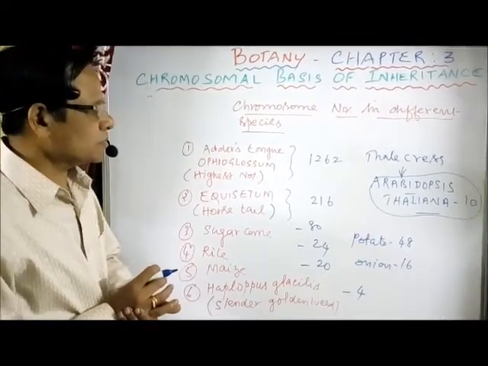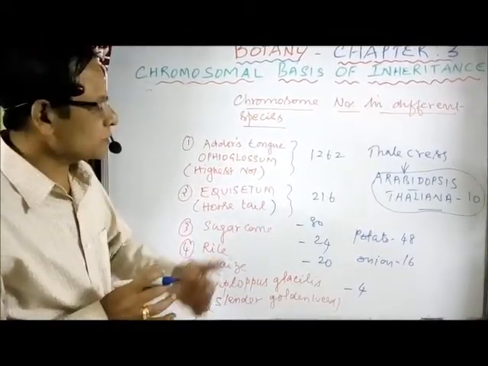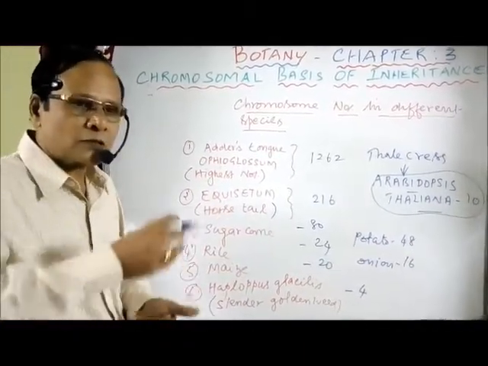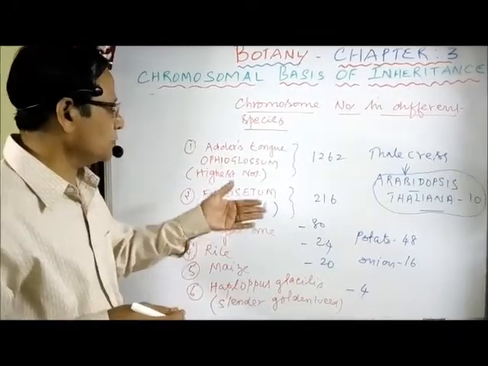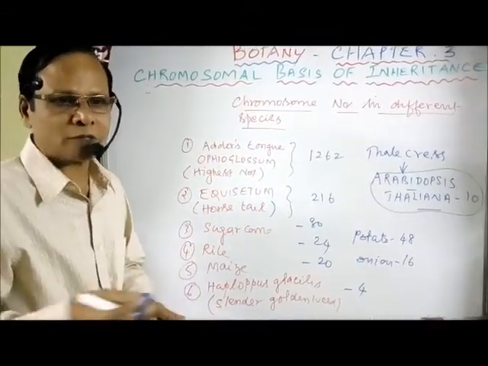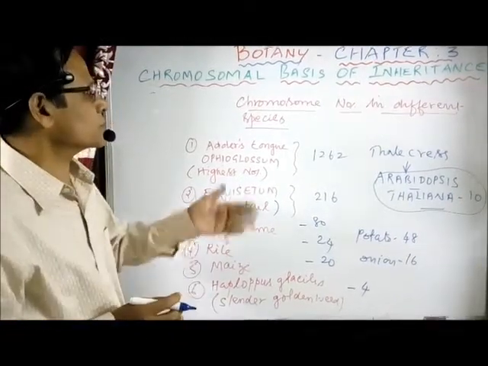So in the case of cotton, 26, like that we have the different chromosome number. Potato, 48 is mentioned. So there are so many numbers, but in the book only a few are given. I mentioned only a few. You have to go through the table column that I am going to mention in the video. Okay, chromosome number and difference.